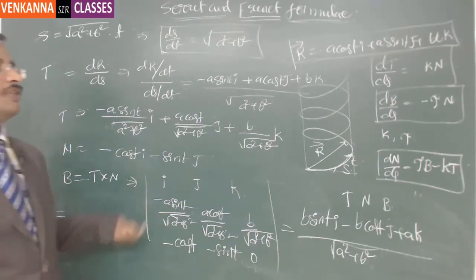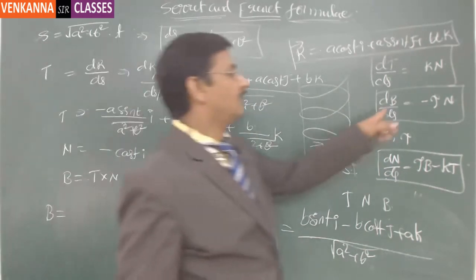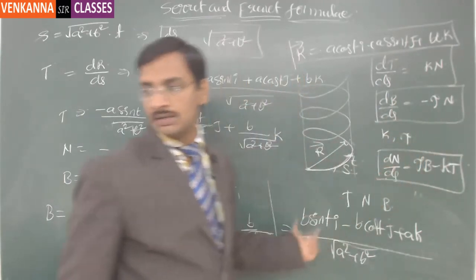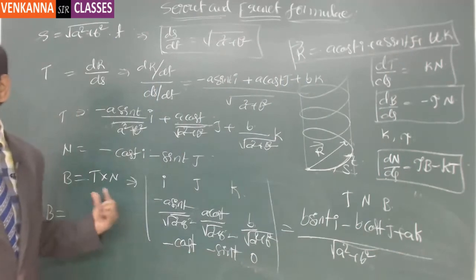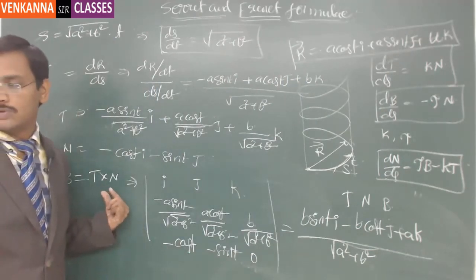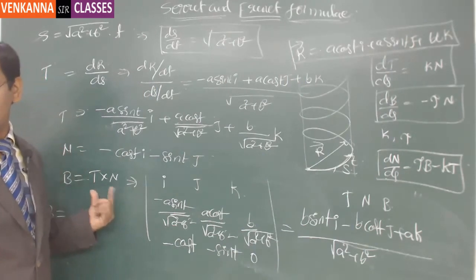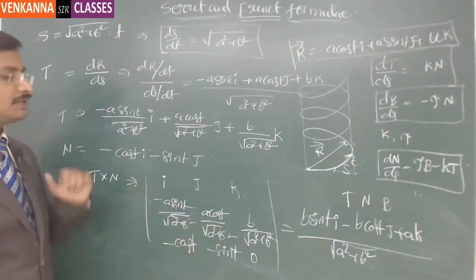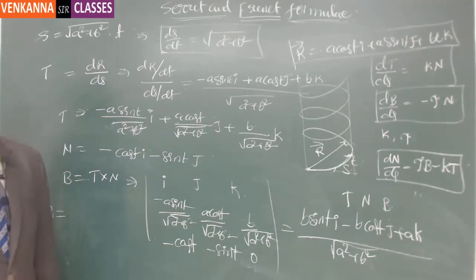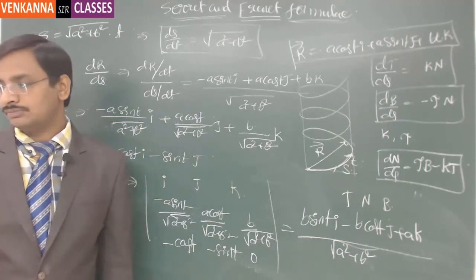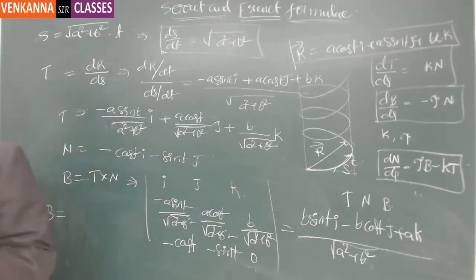Now the derivative of the binormal vector with respect to s, that is dB by ds, is equal to minus tau n. Once you have this binormal vector, which you got by the cross product of the tangent and the normal vector, for this you have to find the derivative with respect to s. Then it will lead to the torsion value. Got it? Understood or not? Now can you find the torsion value and tell me?